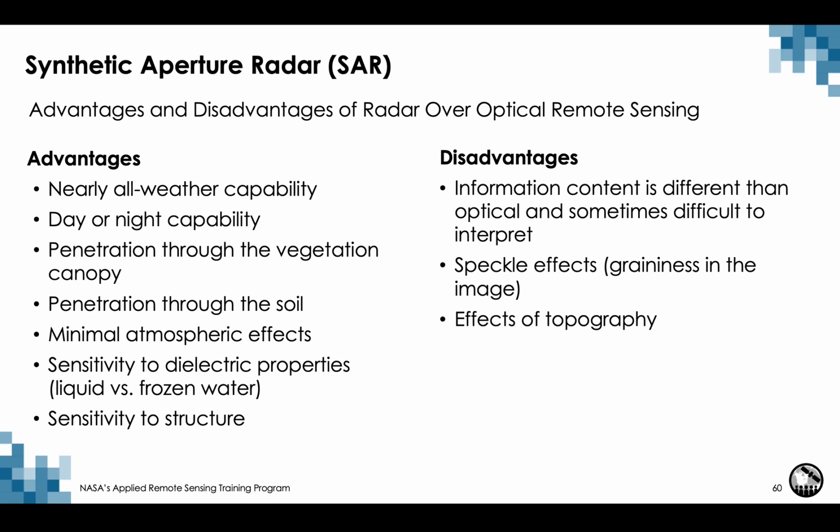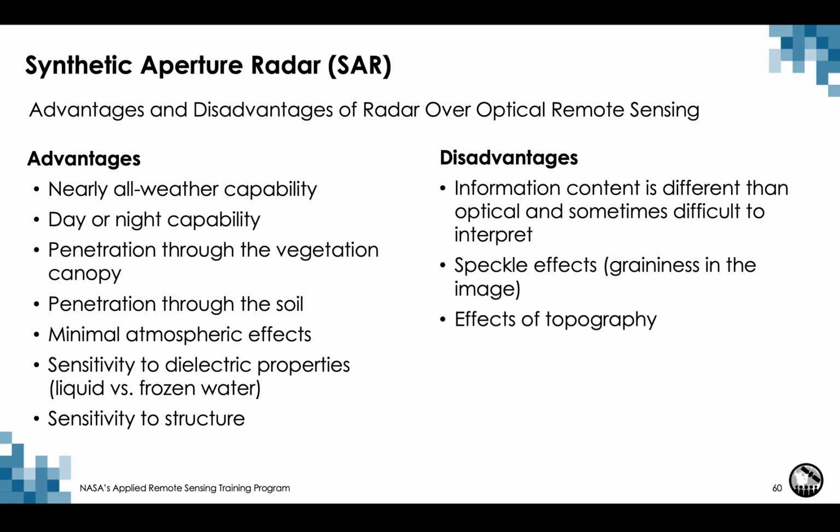Some of the advantages of SAR data over optical data are provided below. SAR is a nearly all-weather capability and can be imaged day or night. Different microwave frequencies can penetrate through the vegetation canopy and through the soil. There are minimal atmospheric effects to SAR data. And SAR data is sensitive to dielectric properties, which are liquid versus frozen water in the substrate, as well as soil structure. Some of the disadvantages are the information content is different than optical data and sometimes difficult to interpret.